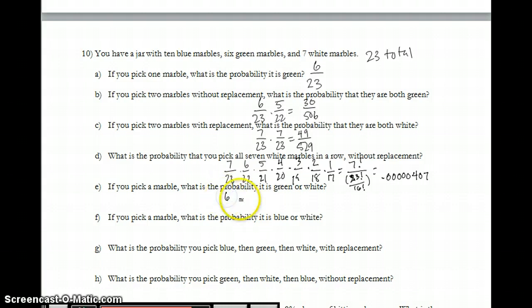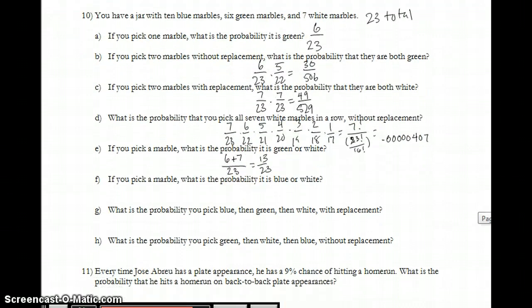If you pick a marble, what is the probability it is green or white? If it's green or white, it could be 6 that are green plus 7 that are white. There are none that are both, so there's nothing to subtract out of 23. If you pick a marble, what is the probability it is blue or white? There are 10 blue marbles, 7 white out of 23, none that are both, so we do not have to subtract anything.